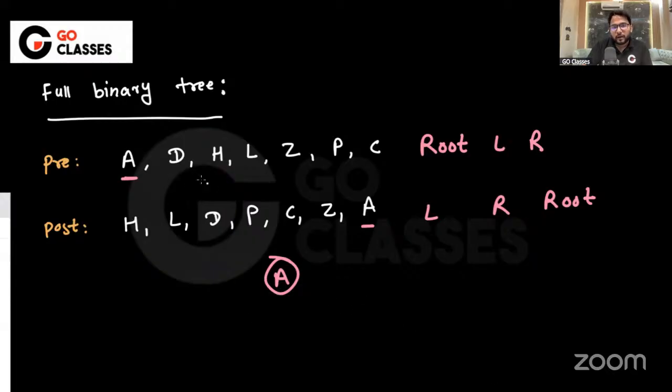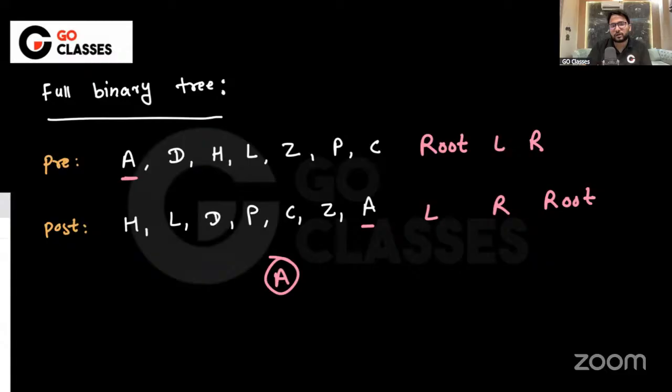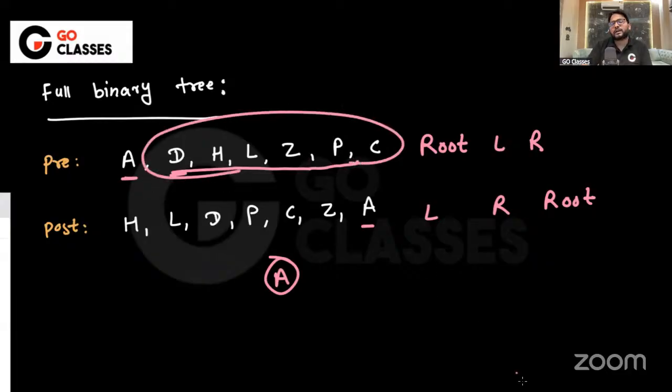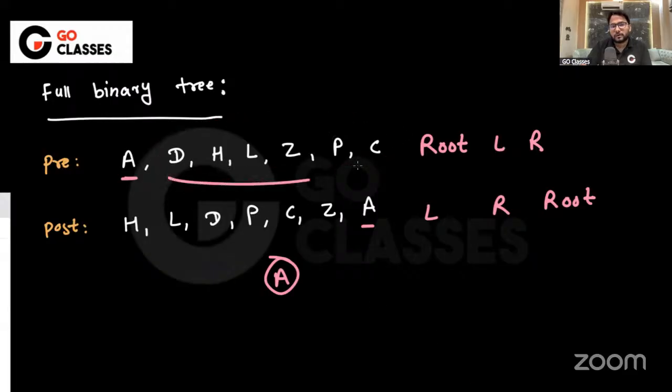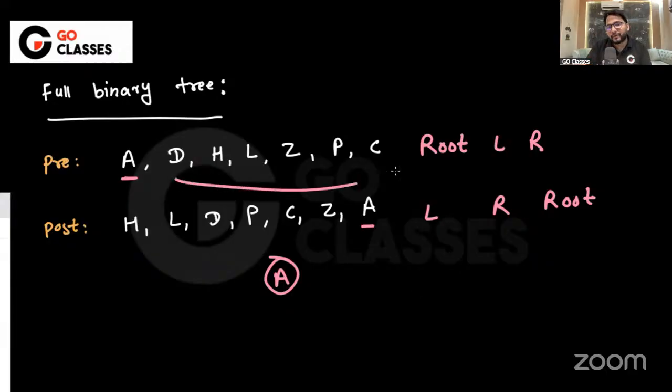Now I need to find out which is on the left and which is on the right. Can D alone be on the left? Yes. Can DH? Yes. Can DHL? Yes. Can DHLZ? Yes. Can DHLP? Yes. But can all of this be on the left? No, because if everything is on the left, then what will be on the right? At least one child has to be on the right. So everything cannot be on the left.